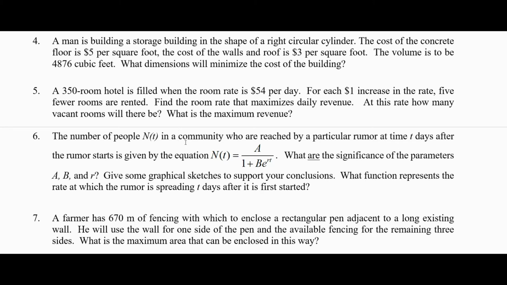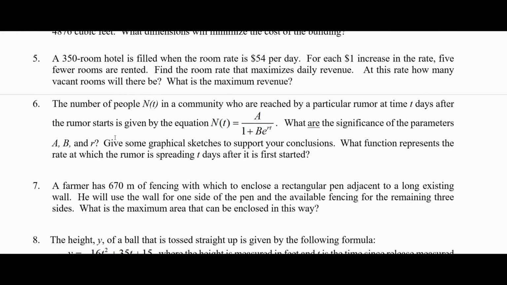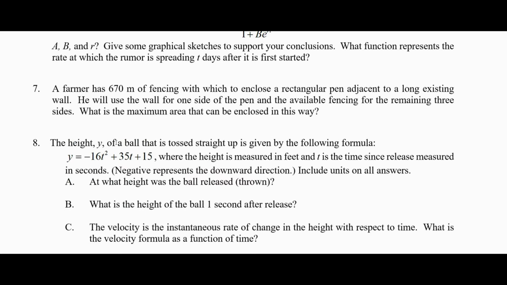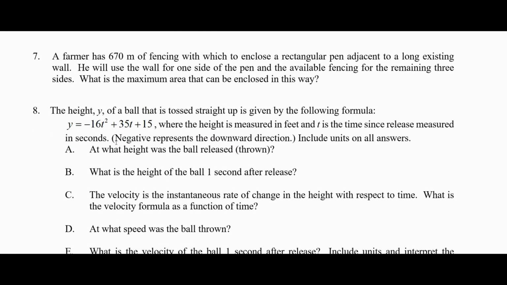So analyze this family of functions. And remember, it does have a physical context. Number 7, a farmer has 670 meters of fencing with which to enclose a rectangular pen adjacent to a long existing wall. He will use the wall for one side of the pen and the available fencing for the remaining 3 sides. What is the maximum area that can be enclosed in this way?